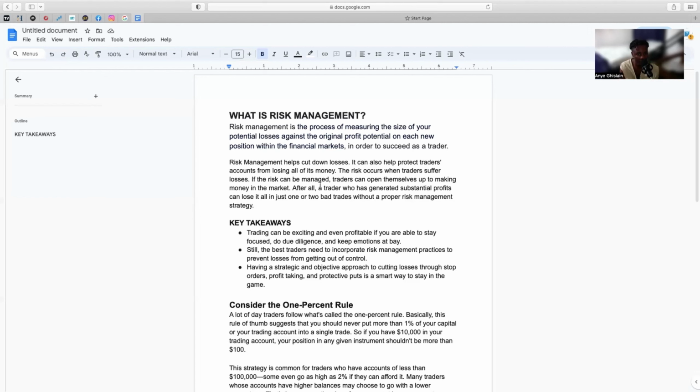If the risk can be managed, traders can open themselves up to making money in the market. After all, a trader who has generated substantial profits can lose it all in just 1 or 2 bad trades without a proper risk management strategy. Okay? It makes a lot of sense, doesn't it?